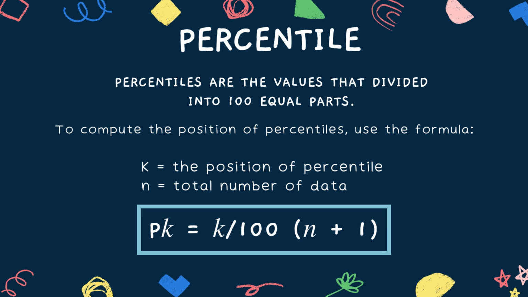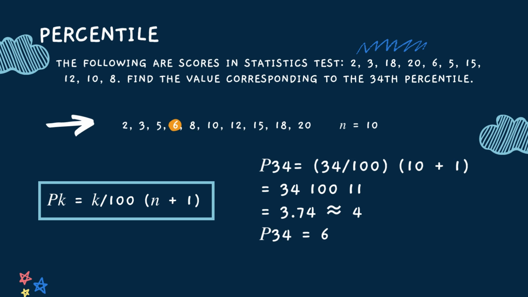So K, again, is the position of percentile. Let's change the value of it. It is now percentile. So PK is equal to K, or the position of percentile, divided by 100, multiplied by open parenthesis, the total number of data, or N, plus 1, close parenthesis. So next, here is an example.